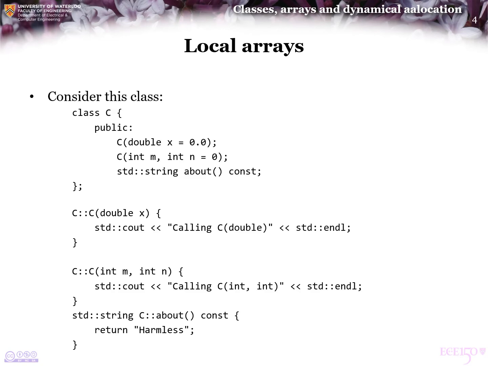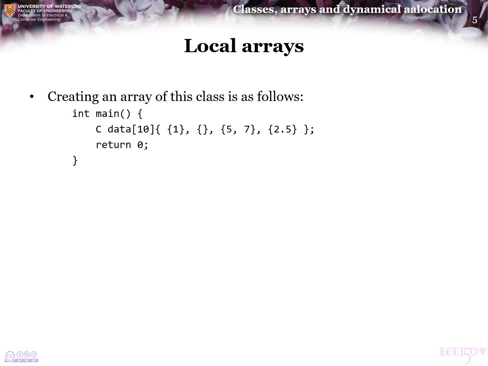Now, consider this class. It's a rather boring class, but it's here to make a point on how constructors are called for the next example. We have 2 constructors, one that takes a double with a default value, and another that takes 2 integers, the second with a default value. All these constructors are going to do is indicate which constructor was called. So, all right, let's take a look. Here's an example.